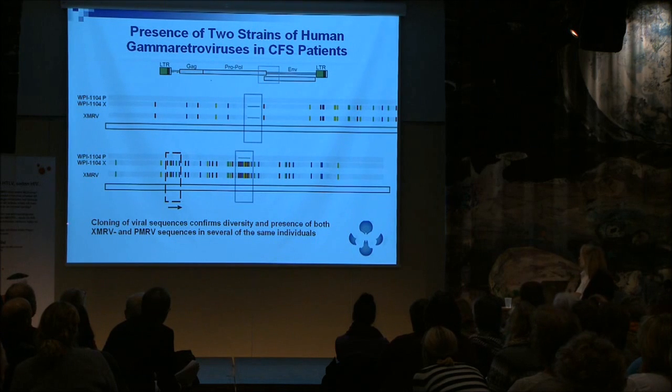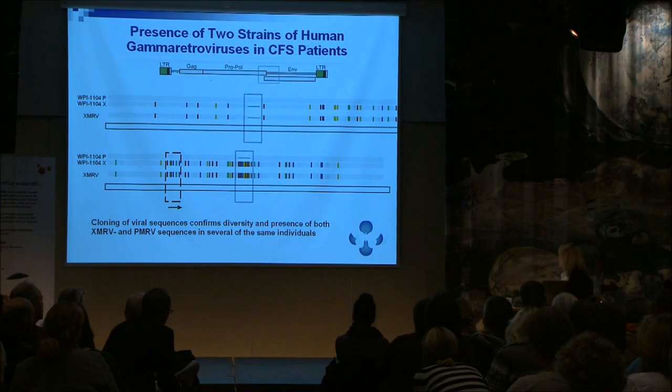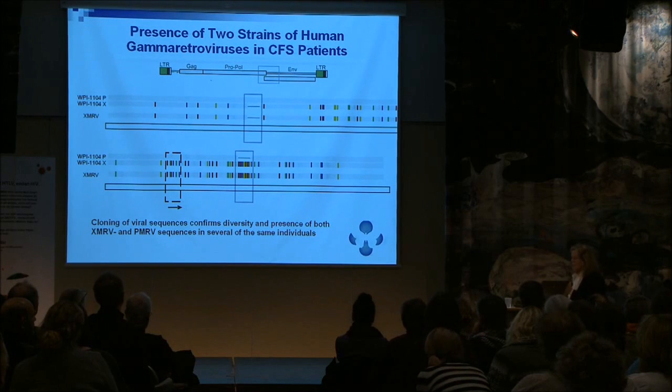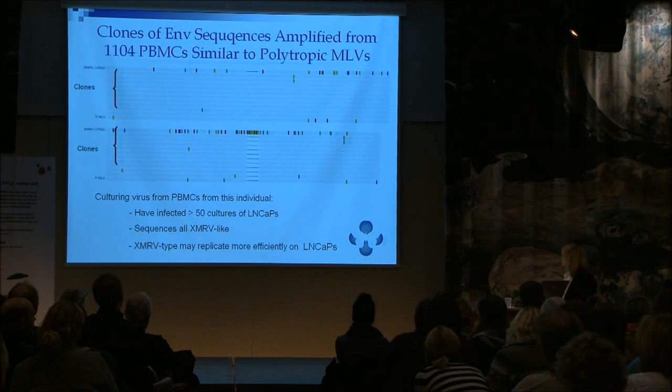So independent cloning of the viral sequences confirms the diversity in our patient population that we saw in Tony Komaroff's patient population, and the presence of actually 2 strains of virus in several of the same individuals. And this might be a clue to individuals who might be sicker if they have both as opposed to one. So we can study that.